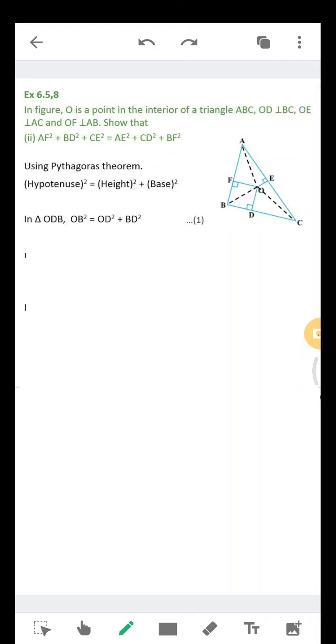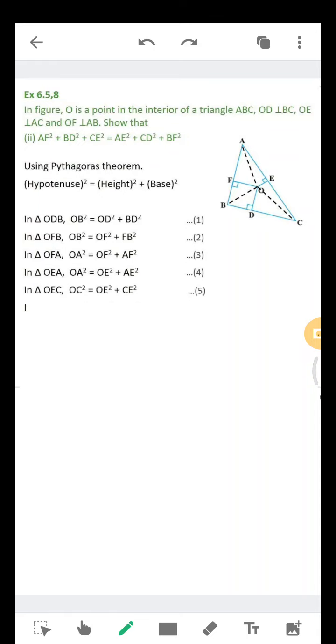First we can begin with any triangle, that's not a matter. So let's begin with triangle ODB. In triangle ODB I can write OB square is equal to OD square plus BD square. Then proceed with the next triangle OFB, then triangle OFA, then OEA, then OEC, then last is ODC. So I got all the 6 equations by using Pythagoras theorem from all the 6 triangles.